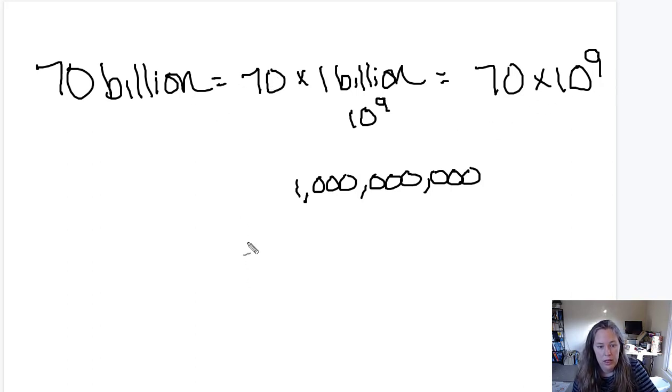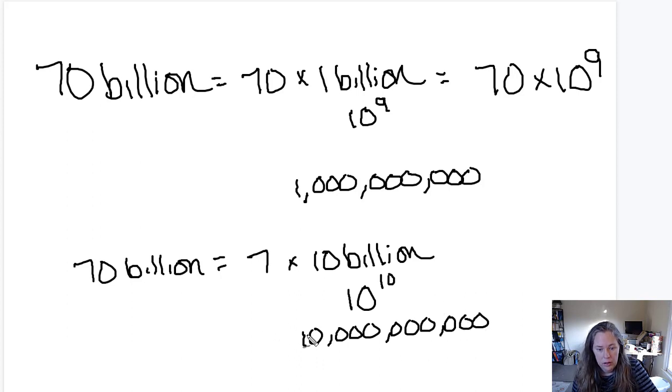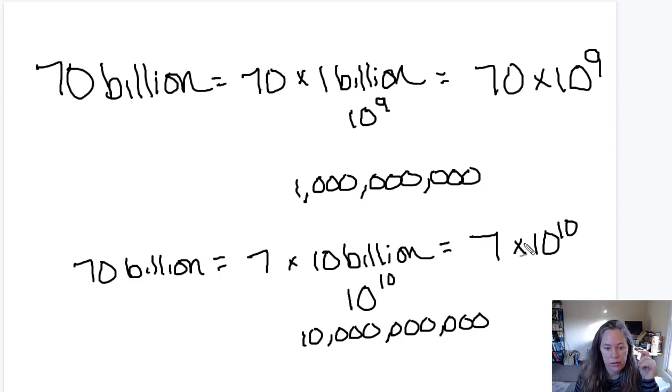If you want, you can also say that 70 billion is 7 times 10 billion. And you can know that if 1 billion is 10 to the 9th, 10 billion is 10 to the 10th. Or you can write it out and count 10 zeros. Did I do that right? Yes. And this would be 7 times 10 to the 10th. Both of those, at this point, because we're not doing scientific notation yet, both of those are acceptable. So 70 billion, 70 times a billion, or 70 billion, 7 times 10 billion.